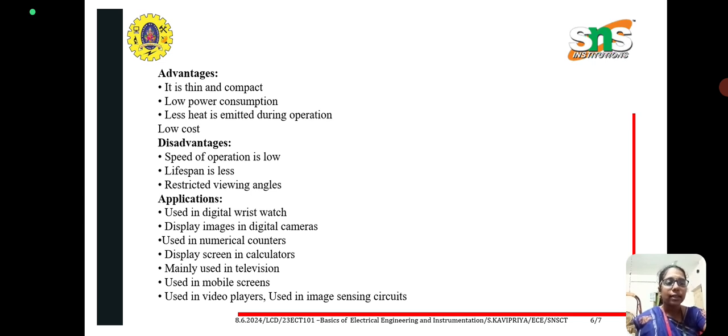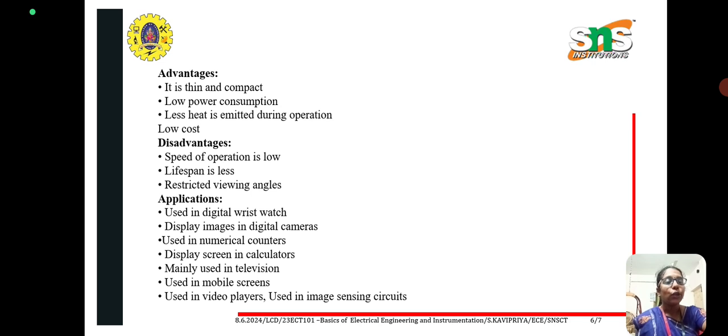And next one is the applications of a liquid crystal display. The first and foremost application is that it is used in digital wrist watches. And second, it is used in digital cameras for displaying the images. So in digital cameras, LCDs are used. In digital wristwatches, LCDs are used.